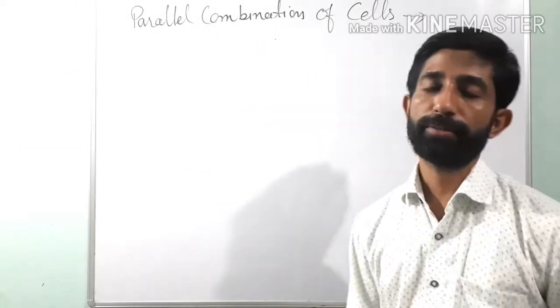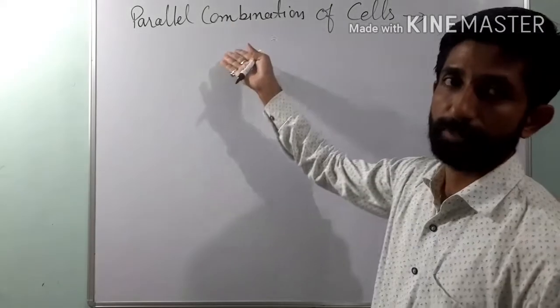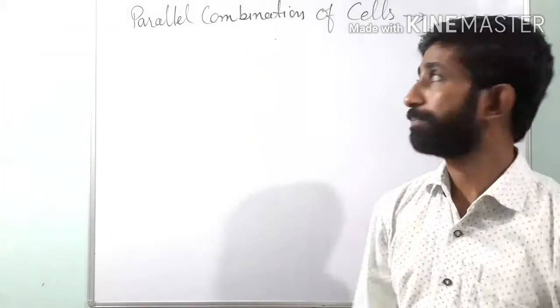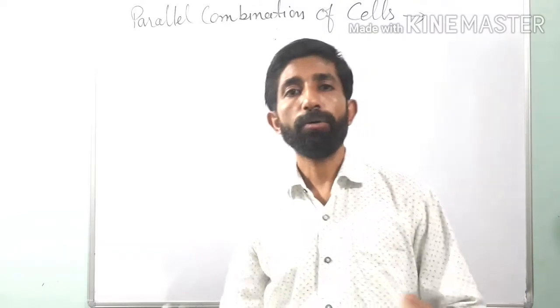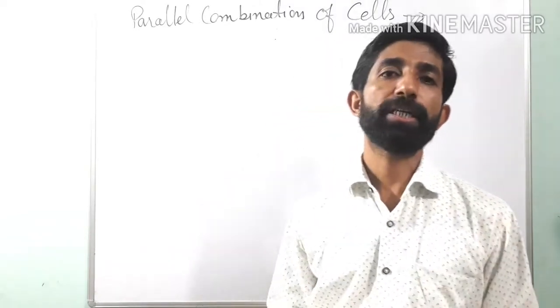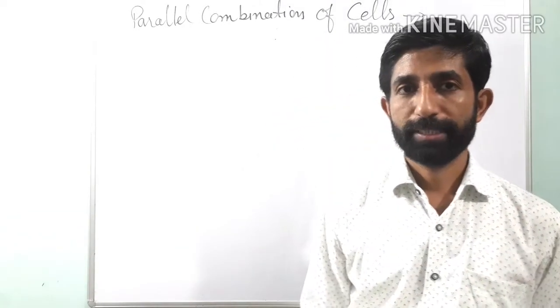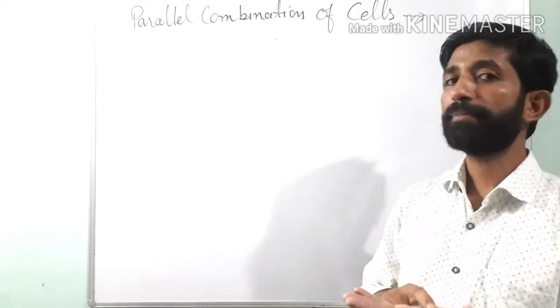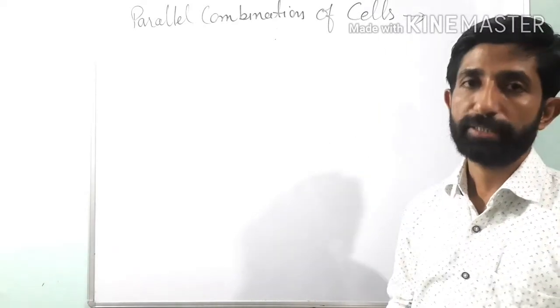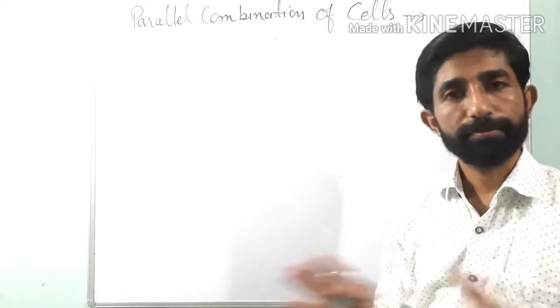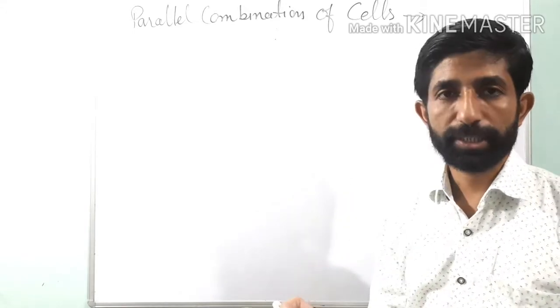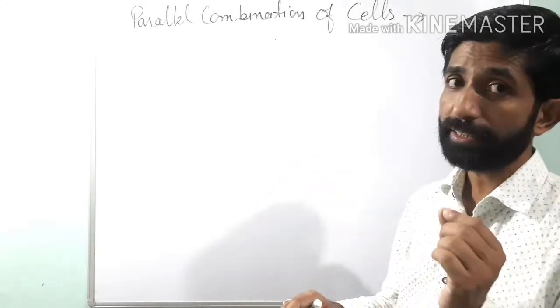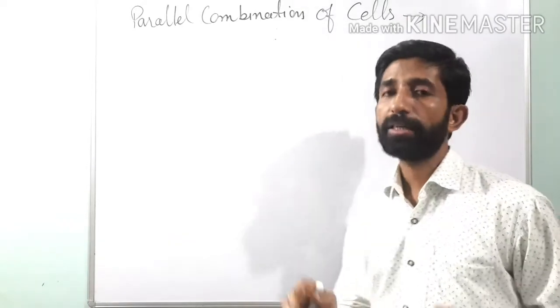Today we shall discuss the parallel combination of cells, but it's a special case when all the cells connected in the combination are absolutely identical. Identical means they have the same EMF and the same internal resistance. Whatever they are made of, we don't have to go into the composition or construction. We know that the EMF E and the internal resistance are the same.